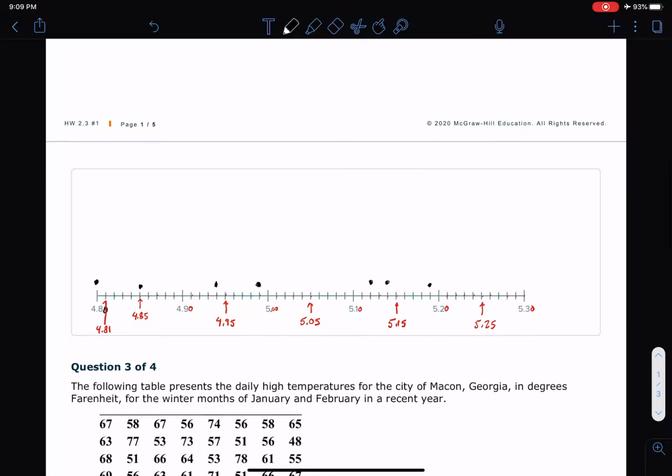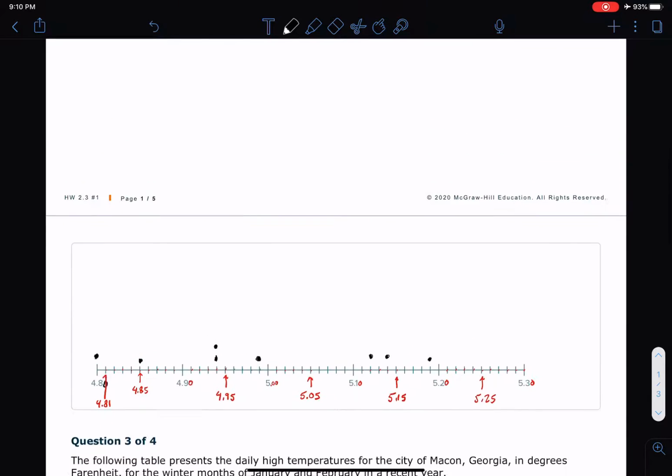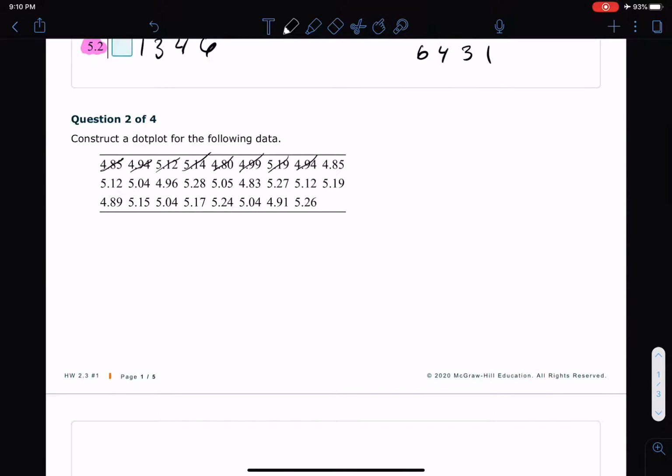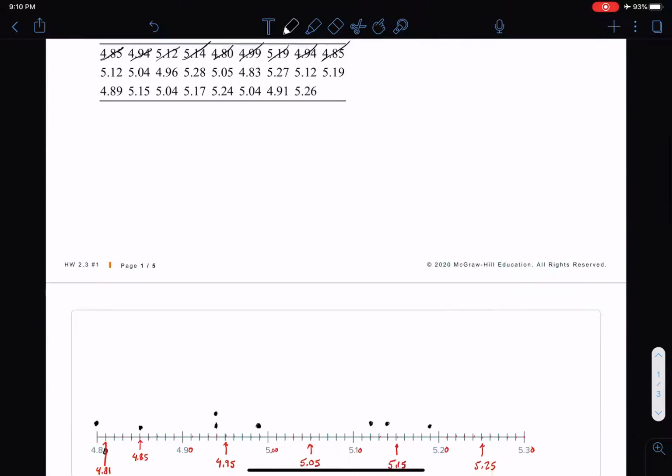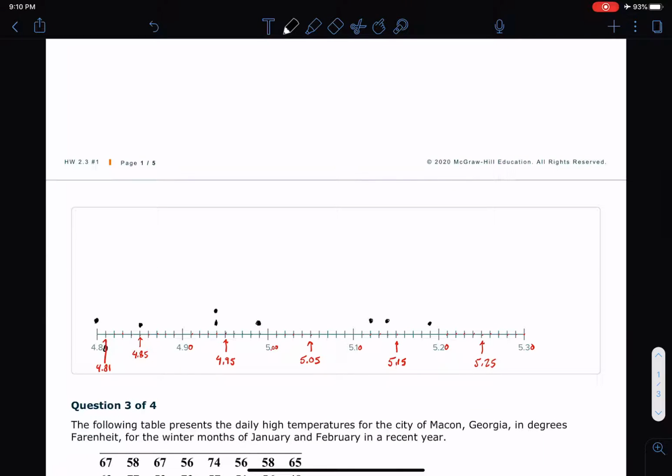494, 495, so 494. Now we got to stack it, so we have two on top of each other, so it must be stacked up. And this makes it kind of like a histogram, but they're individual points instead of buckets, instead of bars or ranges. 485. 485, there's another one.